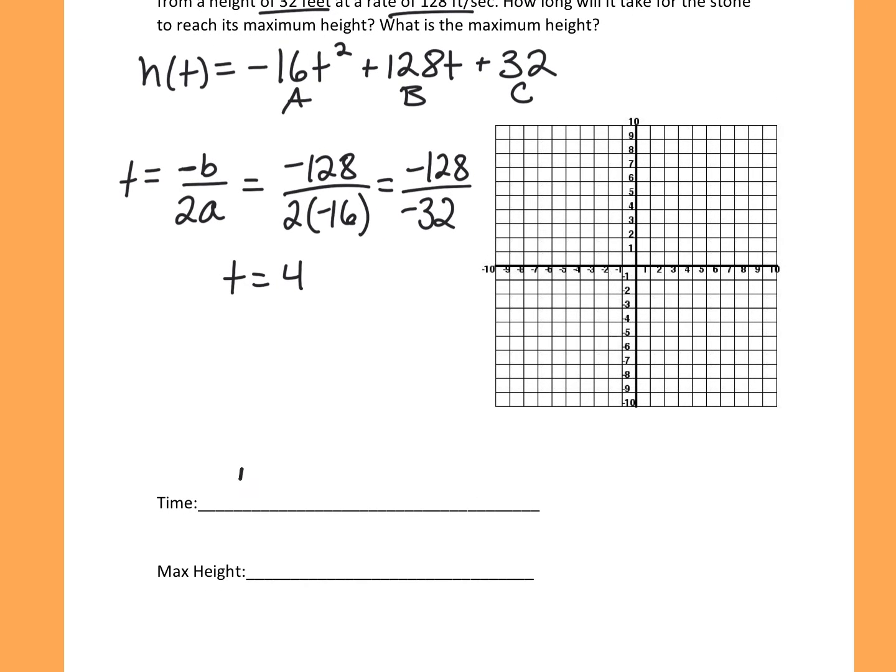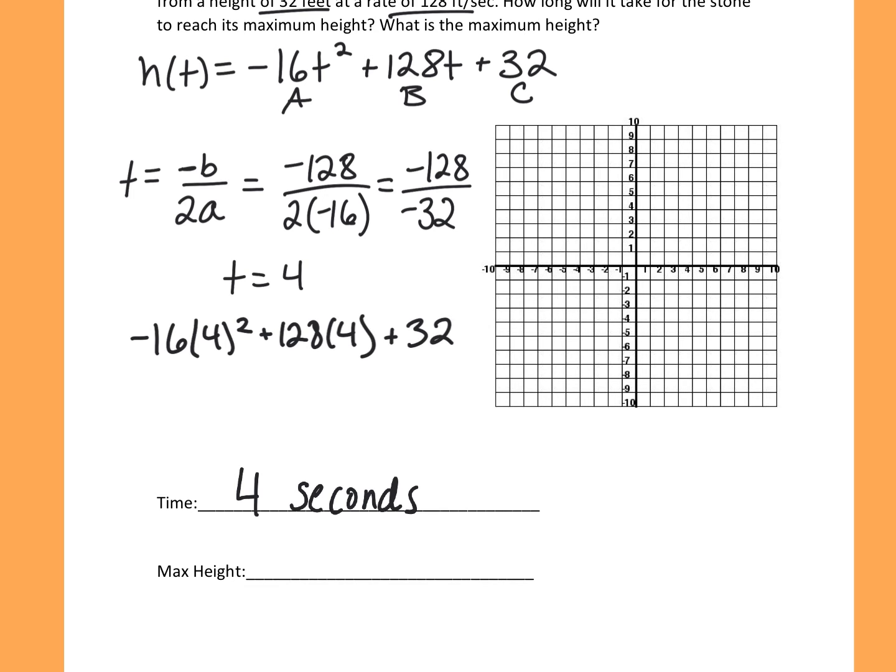Okay. For what? Seconds. So that is our time, or max time. And then lastly, it asks for the max height. Plug it in. So we just do negative 16 times 4 squared plus 128 times 4 plus 32. And tell me what you got.